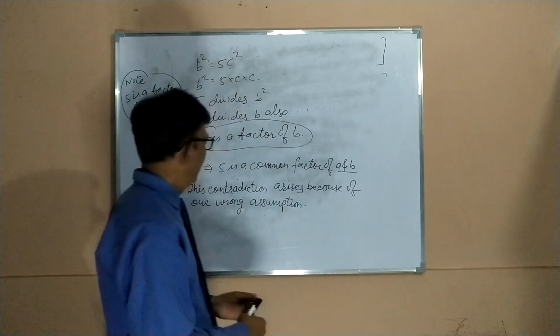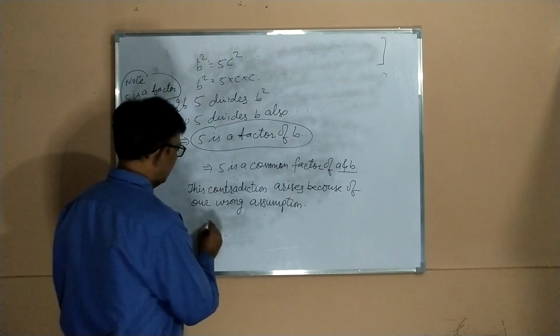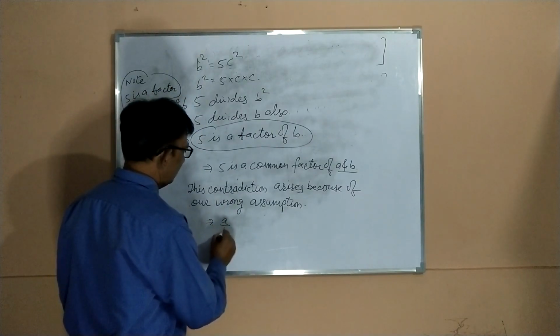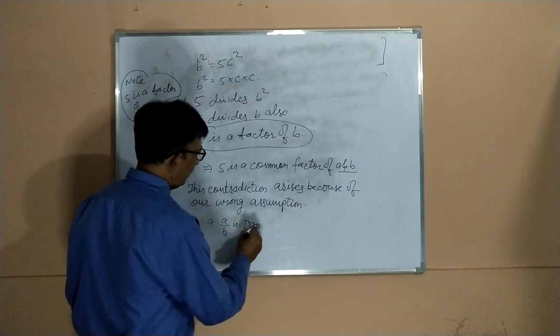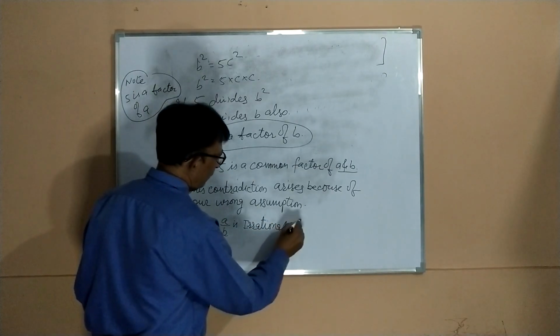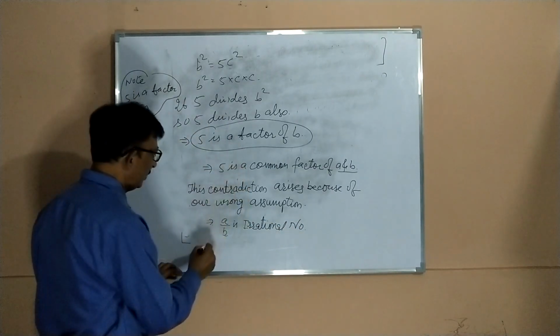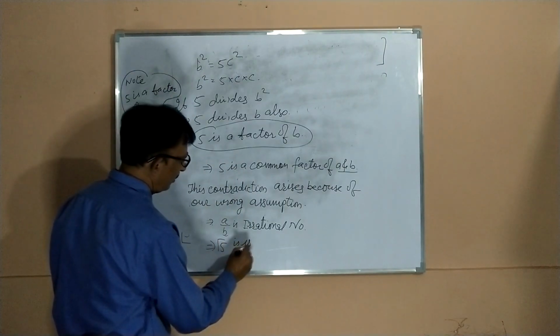So a upon b is not rational. Therefore, a upon b is irrational number. a and b was here under root 5. Therefore, under root 5 is irrational number.